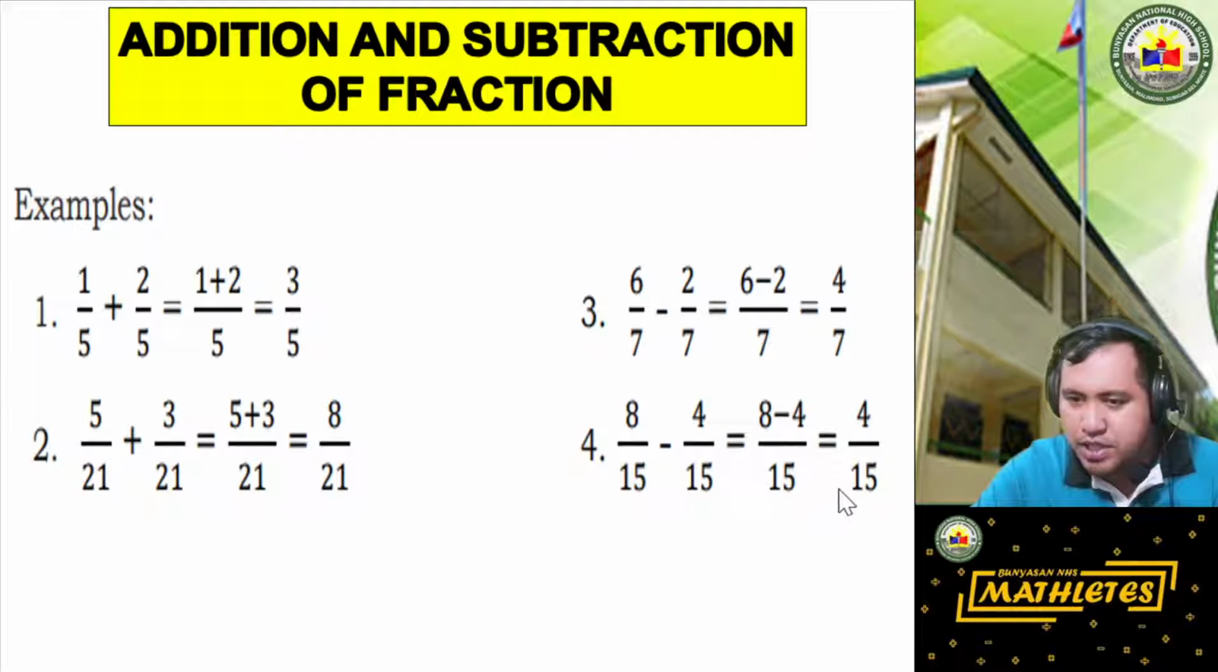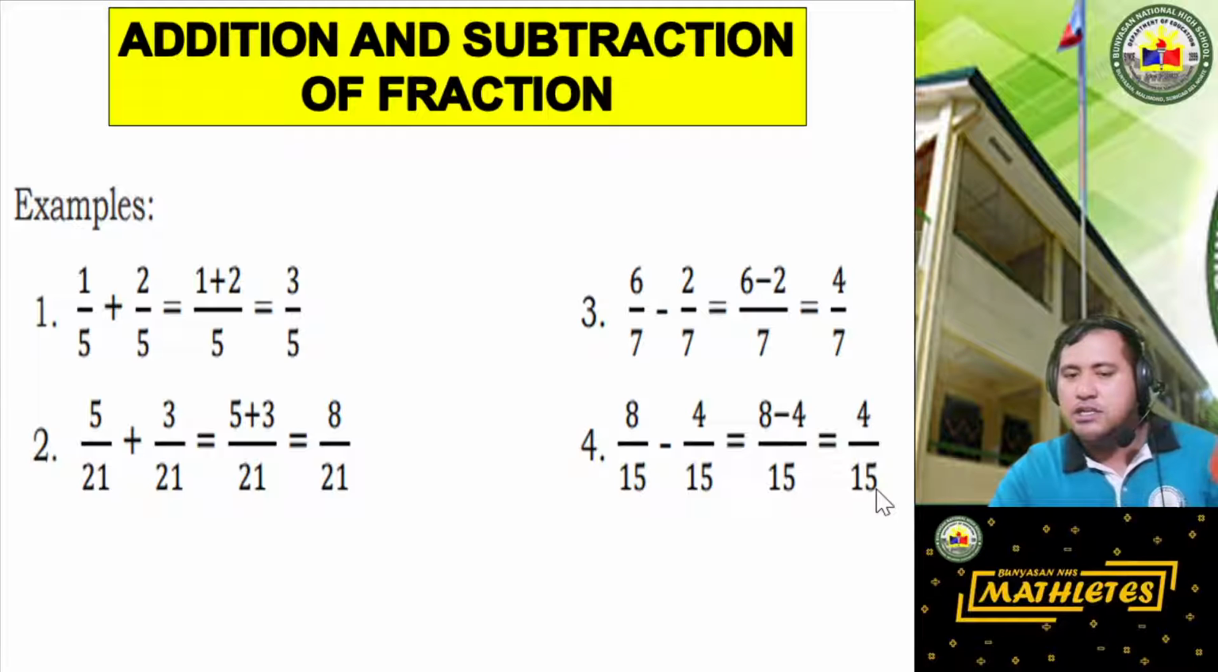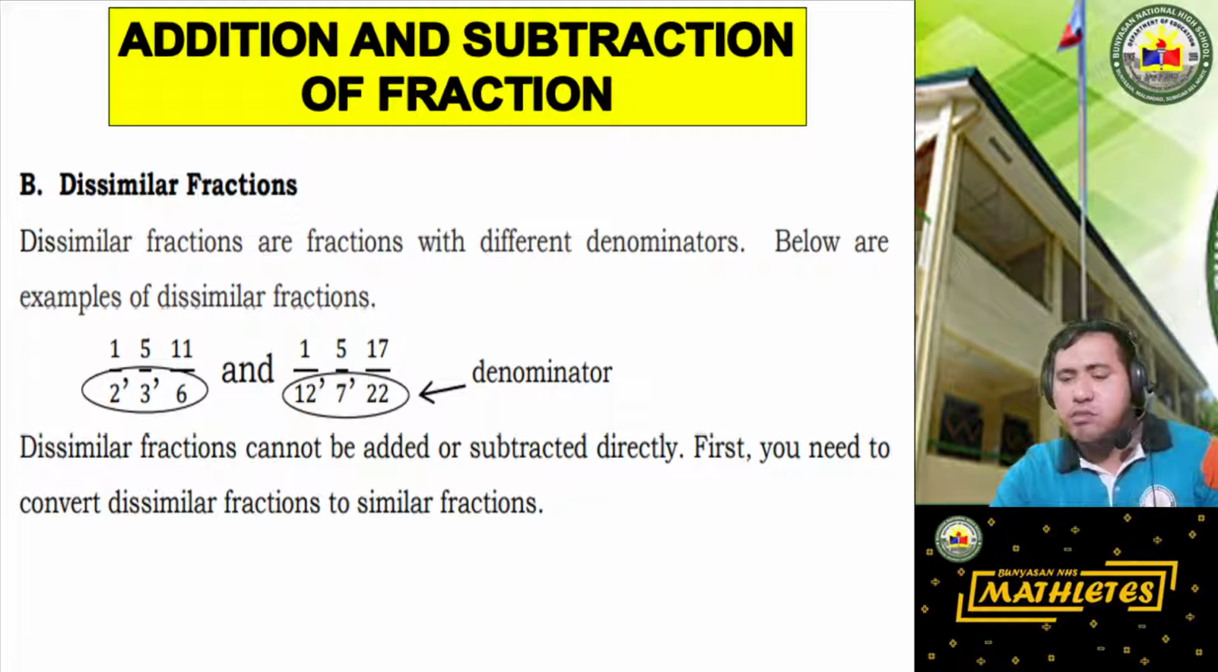You have to copy the denominator. Then, you have to subtract the numerator. We have 8 minus 4 is equal to 4 over 15. 4 over 15. Okay? Ganyan. Now, how about dissimilar fraction?